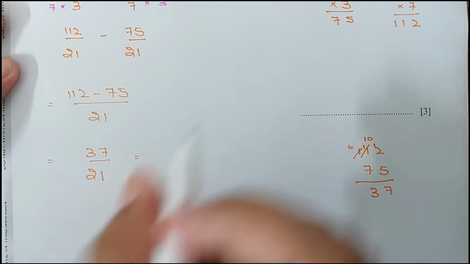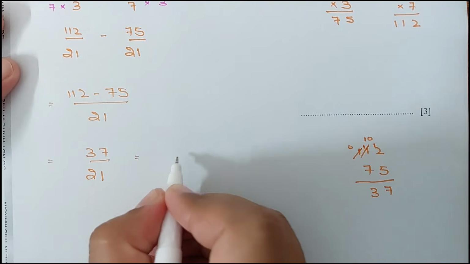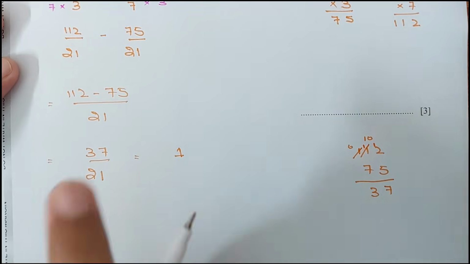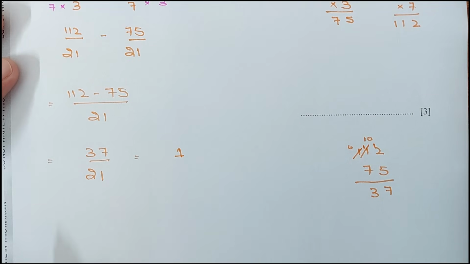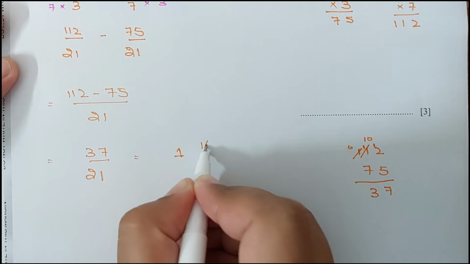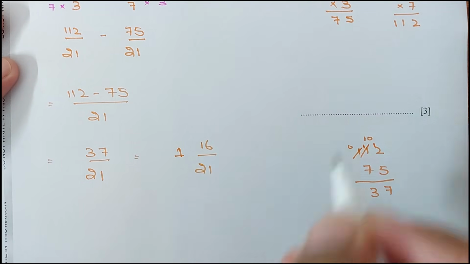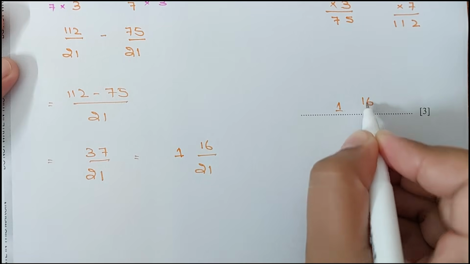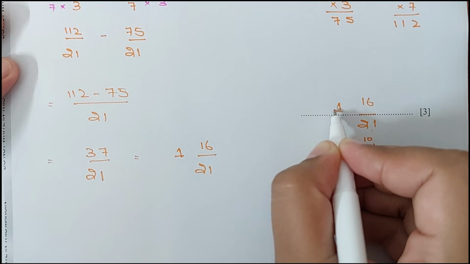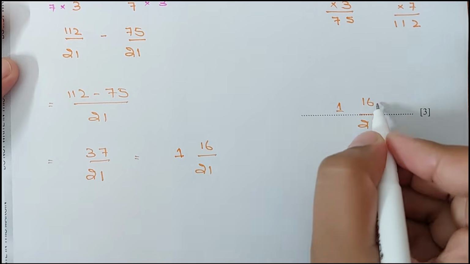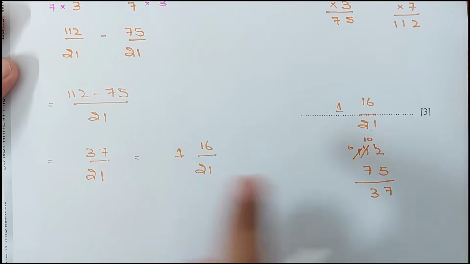So we can convert it into a mixed number. 21 times 1 is 21, and in 21, what do we add to get 37? 21 plus 10 would be 31, and plus 6 would be 37. So it is 1 whole and 16 out of 21, because 21 times 1 is 21, and if we add 16 to 21 you will get 37. So this is the answer as a mixed number in its simplest form.